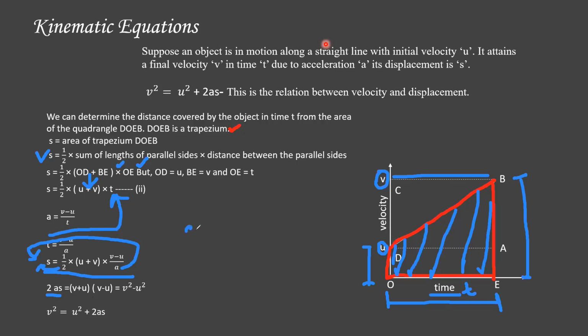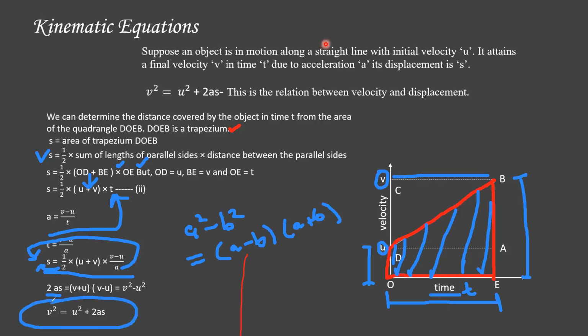So this is an identity I hope all of you know. a square minus b square is equal to (a minus b) into (a plus b). This is an identity that most of you must have learned. And then what I do is basically nothing but I just multiply, divide, and I get v square is equal to u square plus 2as.